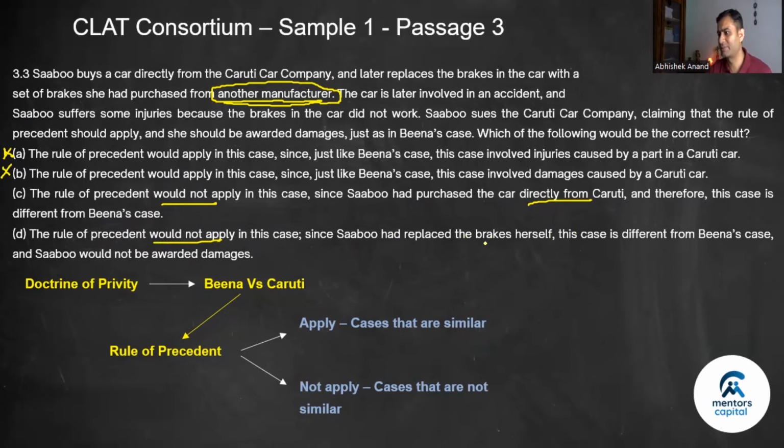Since Sabu had replaced the brake herself, this case is different from Bina's case and Sabu would not be awarded damages. Yes. Right? How is this case different from C? Because you are changing a material part which is not provided by the manufacturer from whom you are buying. So this case is different from that one. Therefore, D is the correct answer. C is not.